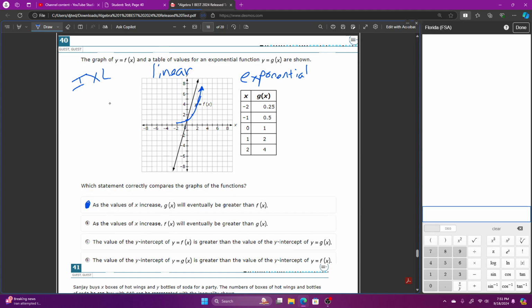We do have some practice in IXL. We have lesson GD7, and 40% of students got this question right. I'll be back in just a minute. Okay, sorry about that. Okay, so that was question number 40.